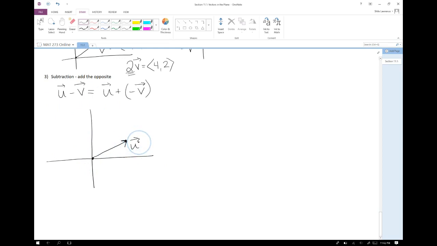So let's say that's vector u, and there's vector v, and we want to figure out u minus v. The first thing we need to do is draw negative v, and negative v would be the exact same length but pointing in the exact opposite direction. So there's our negative v. And then now I can do parallelogram method between u and negative v.